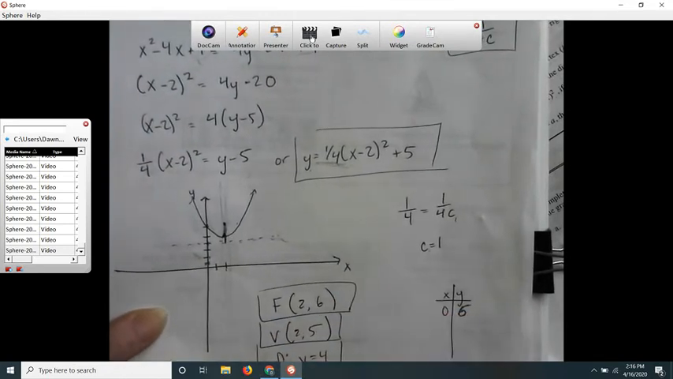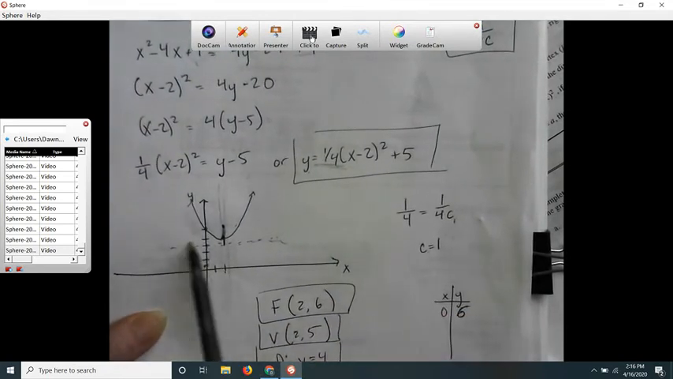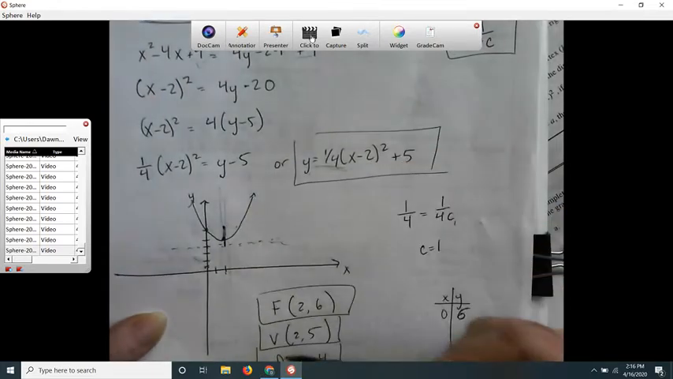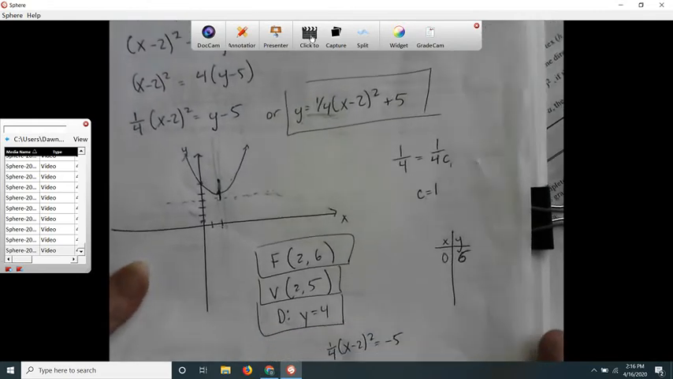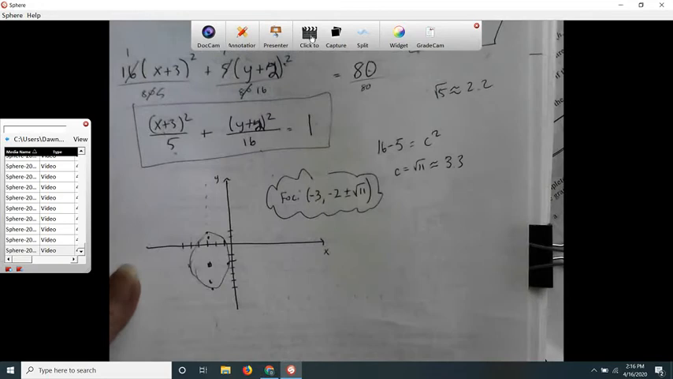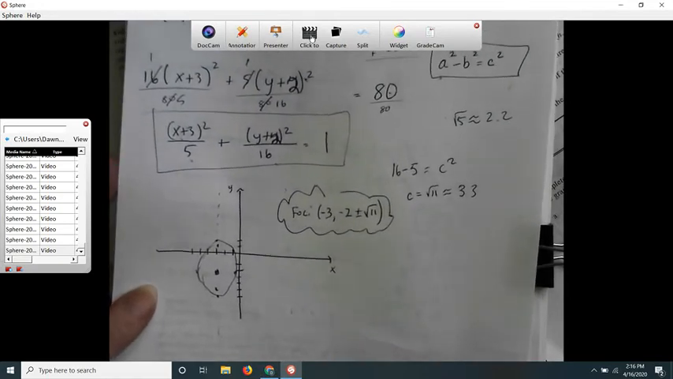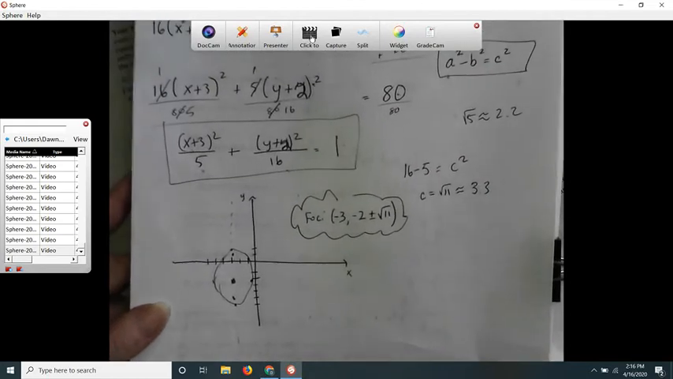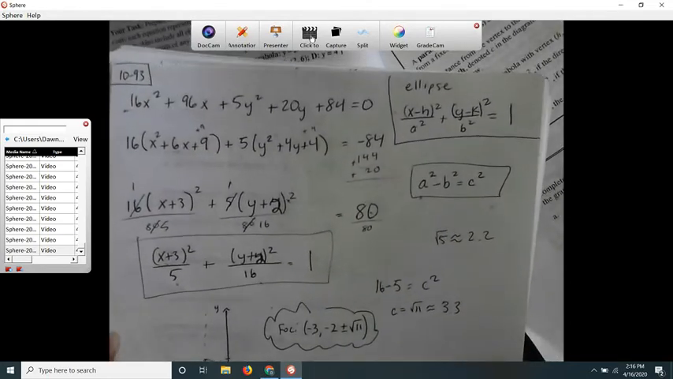And so the directrix always has a line like y equals something, or if it's a sideways parabola, it would be x equals something. So there's all the information that they're asking for. That's your parabola. I think I'll do the ellipse, and then I'll do part 2 for the hyperbola. So here's the ellipse.